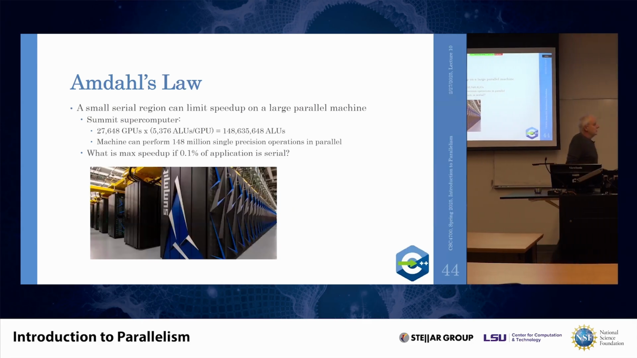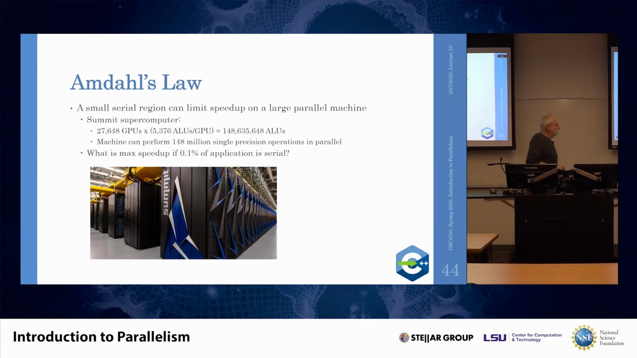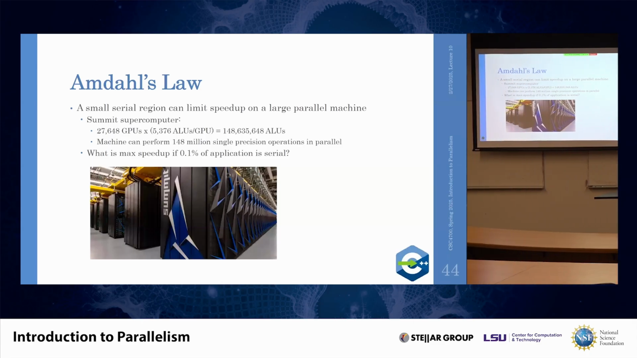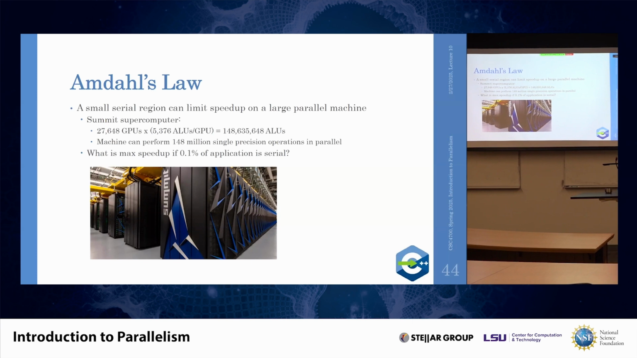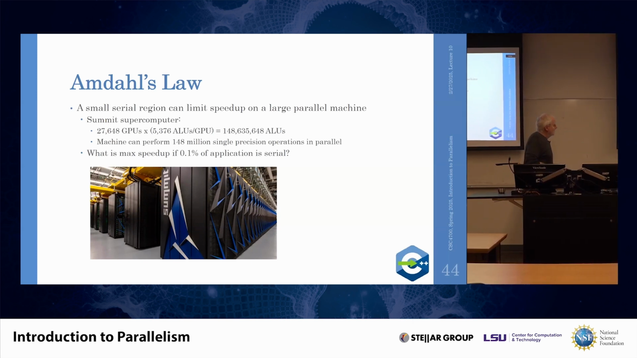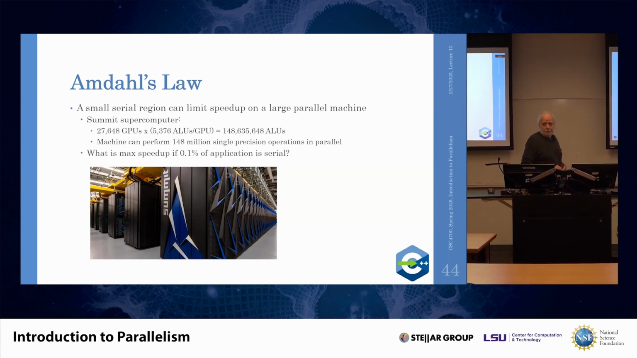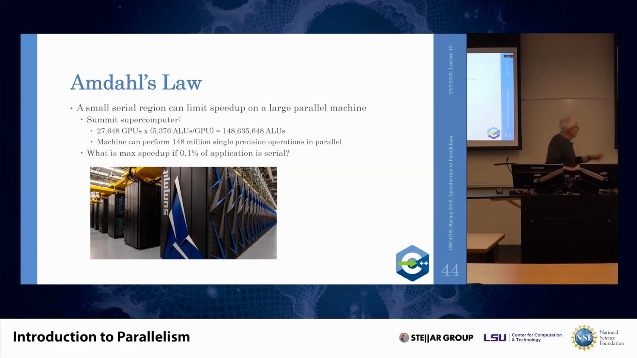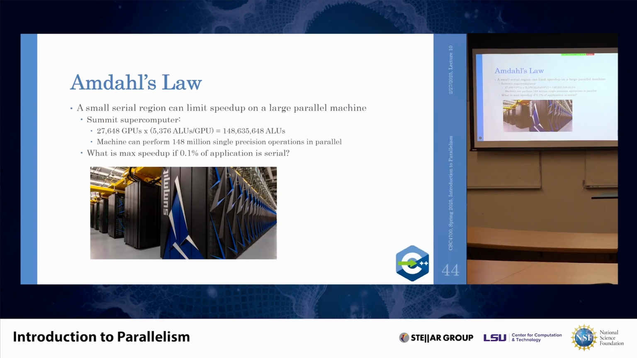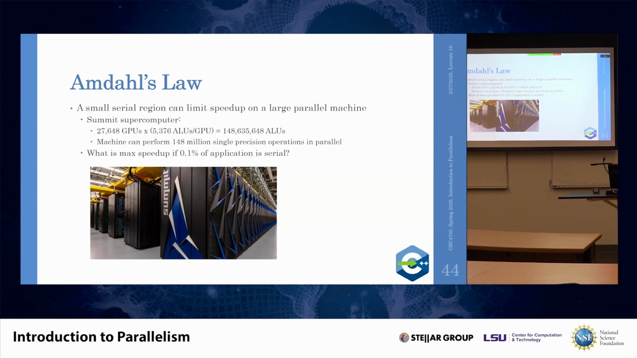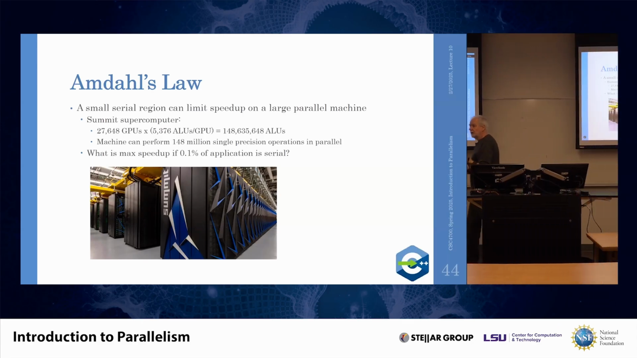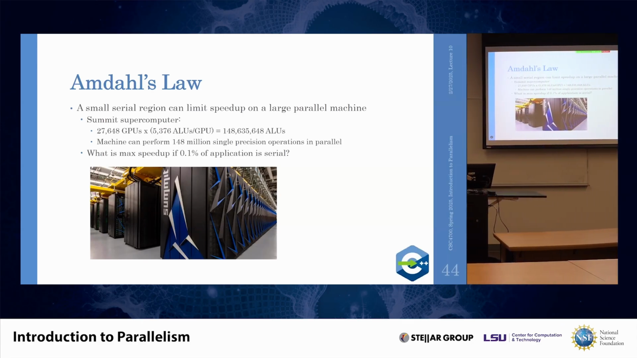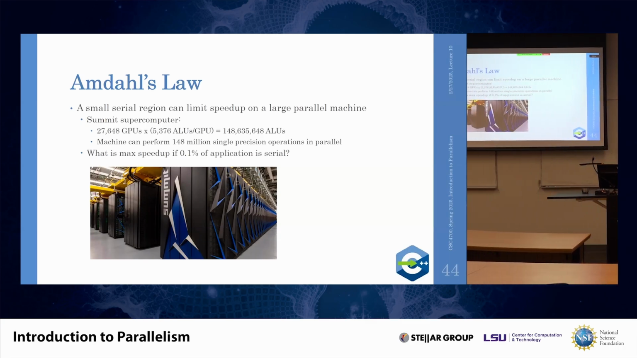As another example, that is a picture of Summit, which is not the top 500 machine anymore nowadays. It was the top 500 machine 5 or 6 years ago, possibly. It has about 150 million floating point units across the system. So what is the max speedup if 0.1% of your application is sequential? If you were able to parallelize 99.9% of the application, what is the theoretical speedup you can achieve?